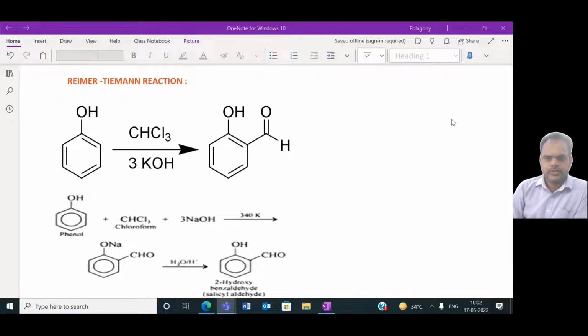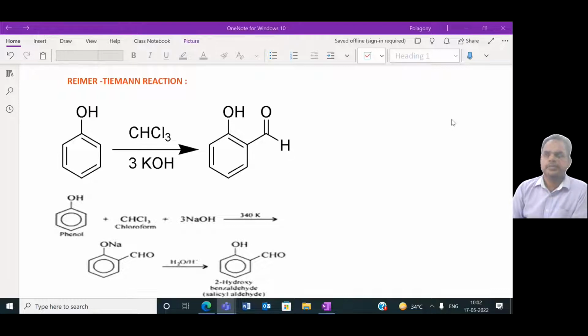Dear students, today we are going to discuss a very important reaction, the Reimer-Tiemann reaction, which is a very important reaction of alcohols and phenols. So, what happens in this reaction?